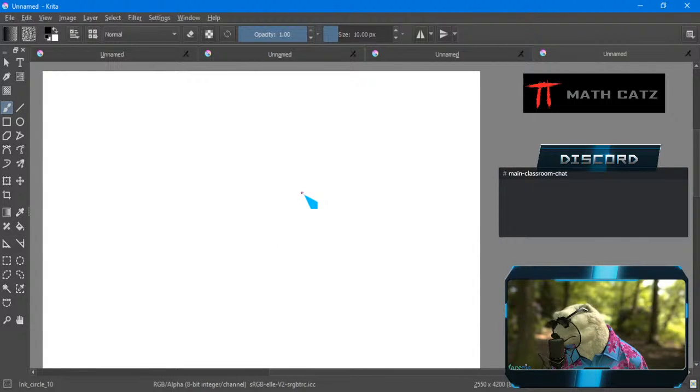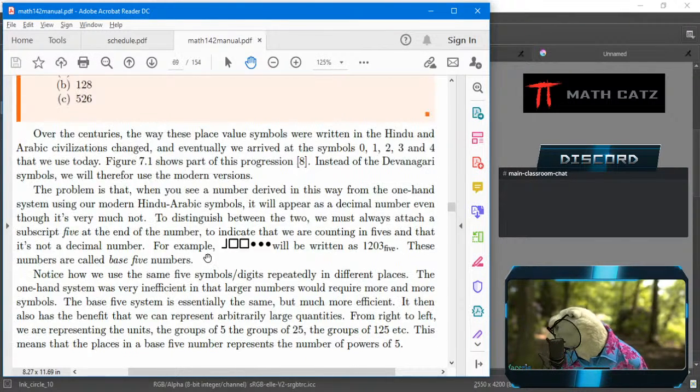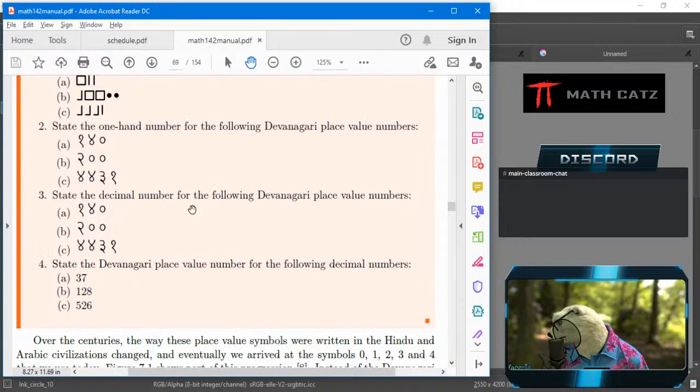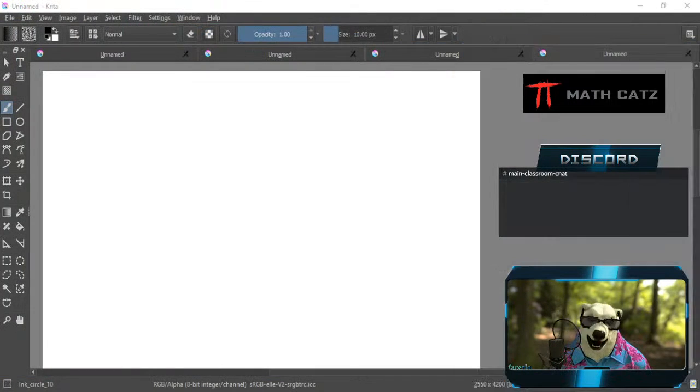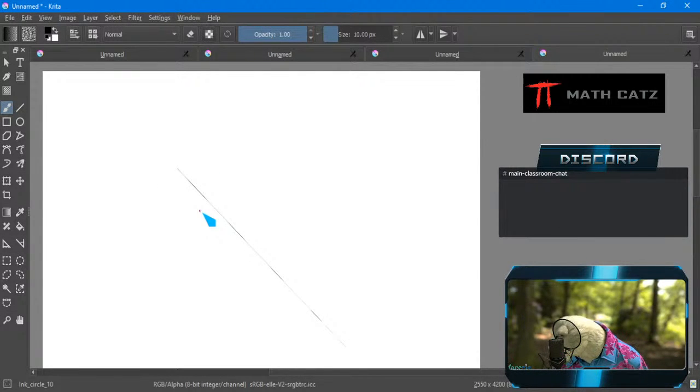But our other conversion task is the second half of 7.2, where I want to convert the Devanagari symbols, a version of the one-hand system, the base 5 system, to decimal and back. So let's write those. And I think that would be enough information for today for you to think about, because even though there aren't many questions right now, I believe that they do still exist.